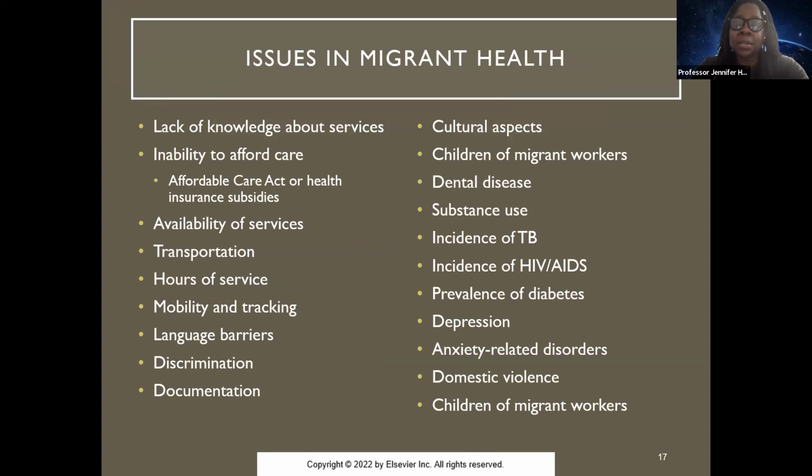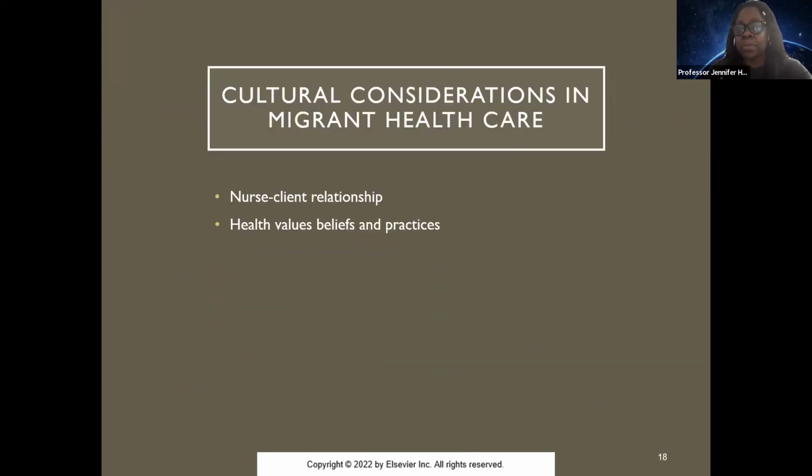And then again, the slide is pretty busy, but it lists the knowledge about the access services we talked about, transportation, being able to get to the doctor when you're working the majority of the day, depression, substance abuse. Make sure you guys know this slide and have a solid understanding of issues in migrant health, anxiety related, children of migrant workers, and again, going to a pediatrician.